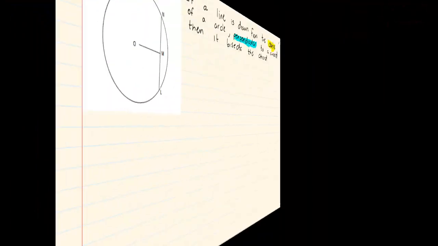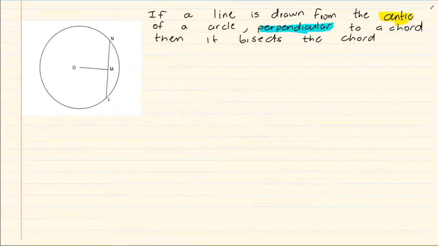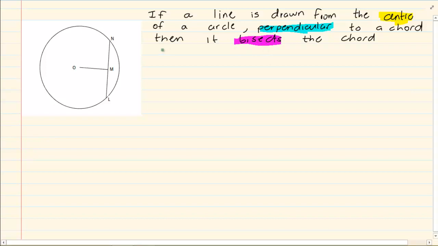You have to know both these theorems for examination purposes in the final matric paper. So it says, if a line is drawn from the center of a circle perpendicular to a chord, then it bisects the chord. So again, when we're starting, we're going to start with what is given. Remember, when we're doing proofs, the style will always be very similar. What have they given us?